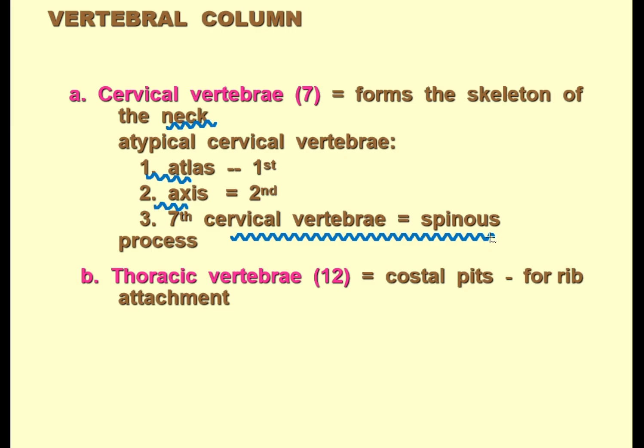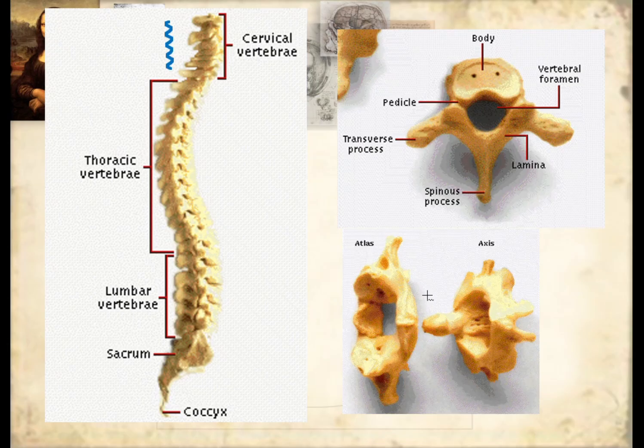It forms the skeleton of the neck part, right, and the thoracic vertebrae are 12 in number, right. Costal pits are for rib attachment, it is mainly for rib attachment, right. So the thoracic vertebrae have additional attachment sites for ribs, okay. As you can see here, this part is the thoracic vertebrae, okay.